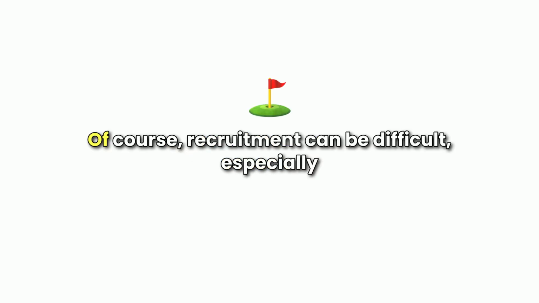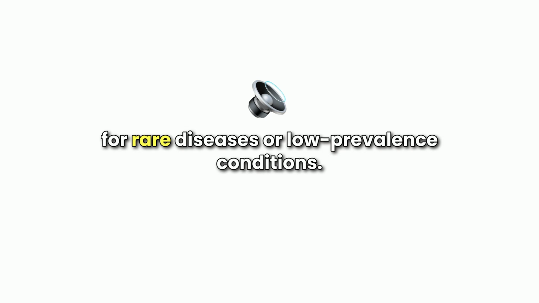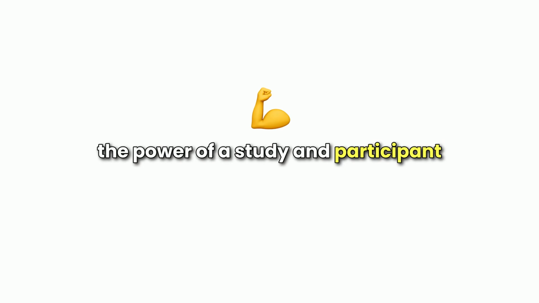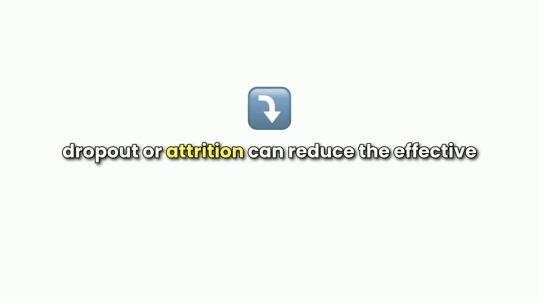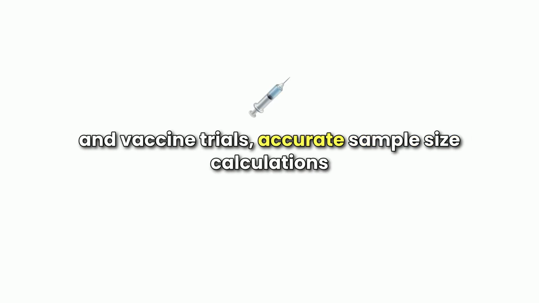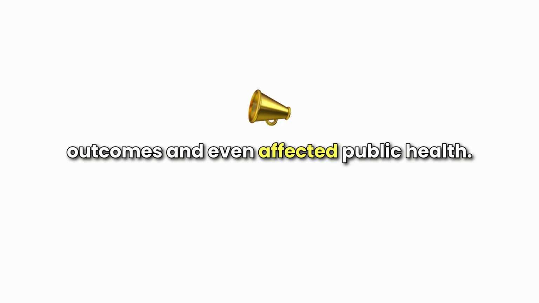Challenges exist, of course. Recruitment can be difficult, especially for rare diseases or low-prevalence conditions. Funding constraints often limit sample size, impacting the power of a study. And participant dropout, or attrition, can reduce the effective sample size, affecting results. Some real-world examples demonstrate the importance of appropriate sample size. In landmark trials, such as cardiovascular drug and vaccine trials, accurate sample size calculations were vital to their success. Conversely, miscalculations have sometimes led to poor outcomes and even affected public health.